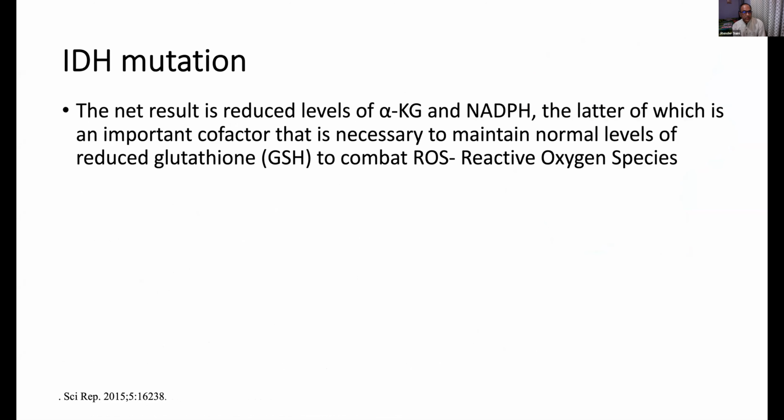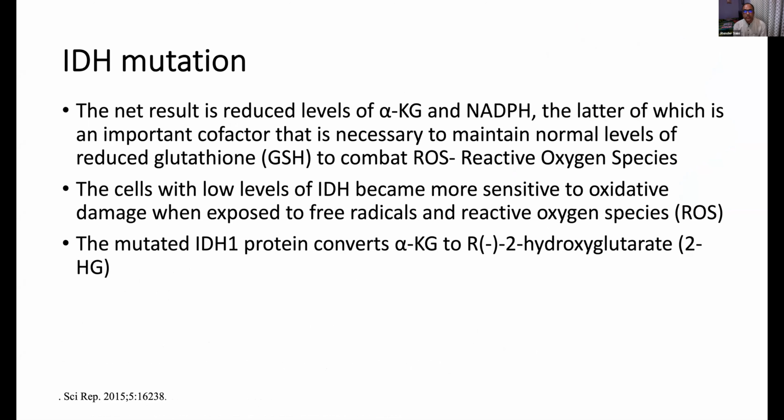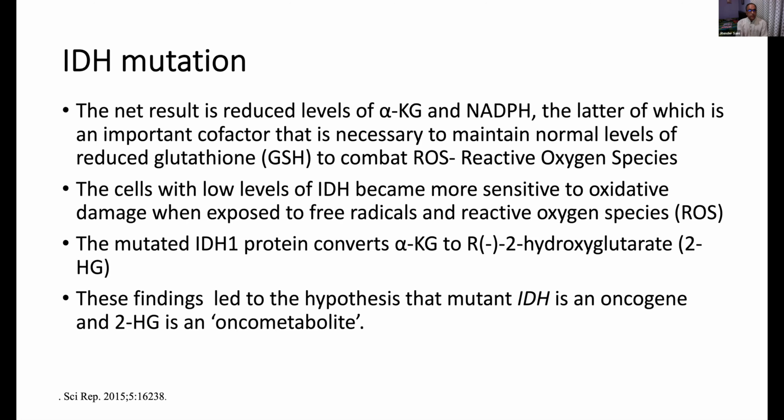Coming to its mechanism, how it is linked to the tumor: cells with low levels become more sensitive to oxidative damage when exposed to free radicals and reactive oxygen species. The mutated IDH protein converts alpha-ketoglutarate to 2-hydroxyglutarate, which is an oncometabolite. So accumulation of 2-hydroxyglutarate, which is an aberrant molecule, leads to tumor development.